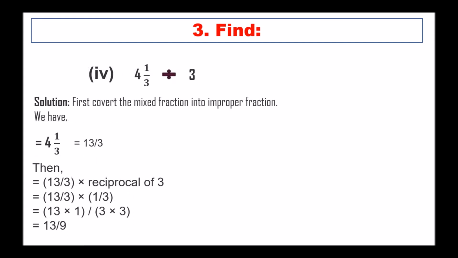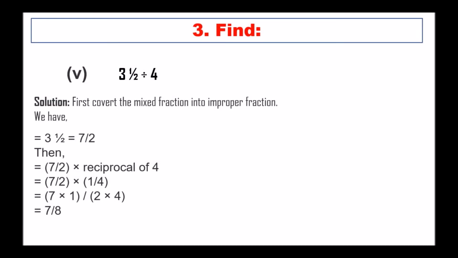Next is 4 and 1 by 3 divided by 3. First we will convert 4 and 1 by 3 into improper fraction, that is 13 upon 3. Then we will multiply that with reciprocal of 3. So 13 upon 3 into 1 upon 3. We can now multiply the numerators first, that is 13 into 1, and then the denominators, that is 3 into 3. So 13 into 1 is 13, divided by 3 into 3 is 9. So answer is 13 upon 9.